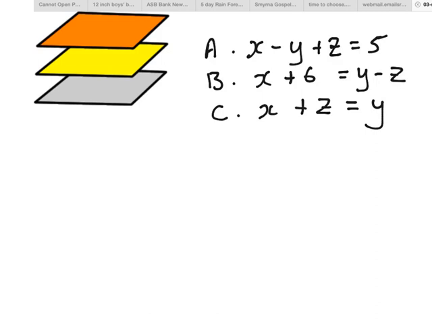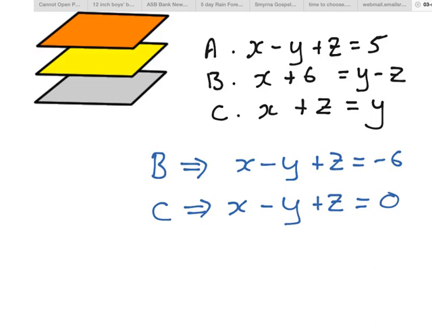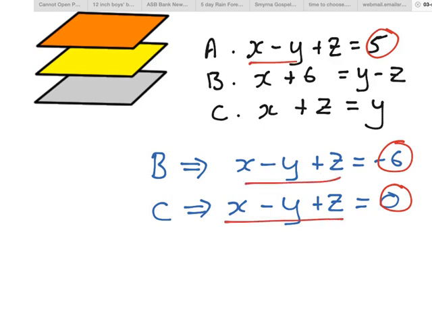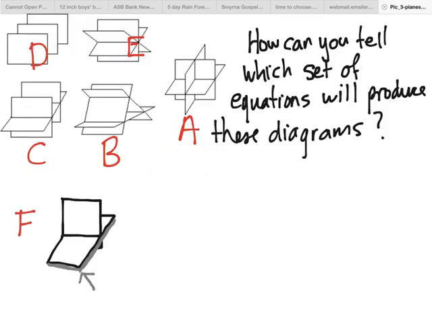In this case, by doing a little bit of manipulation, you will see all these three equations are the same except for the constants. B rearranges to x minus y plus z equals negative 6, and C rearranges to x minus y plus z equals 0, showing that all the constants are different, so therefore the planes are parallel because the rest of the equation is the same. So there you have it.